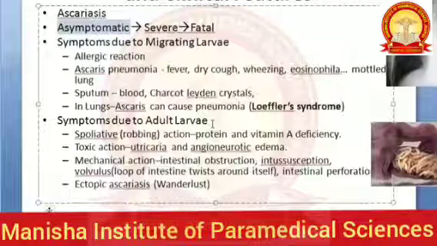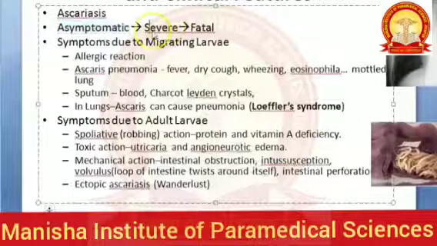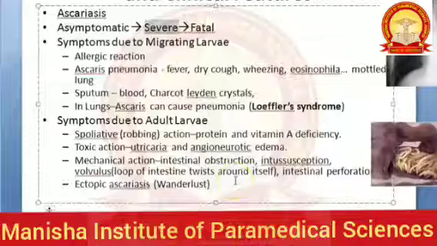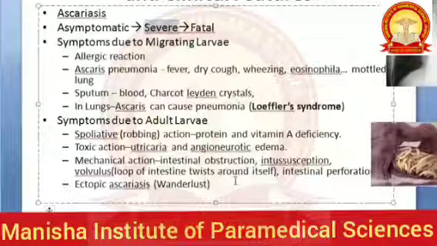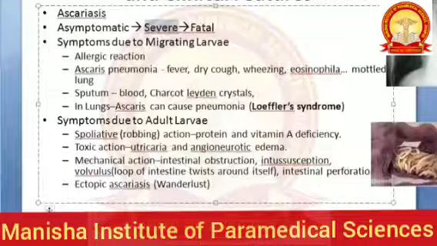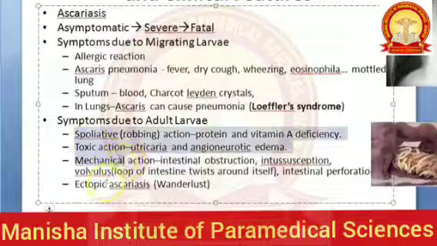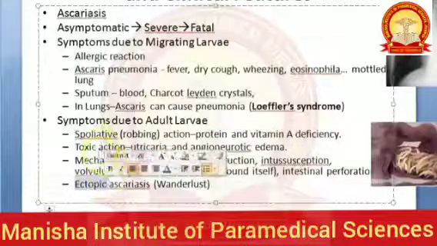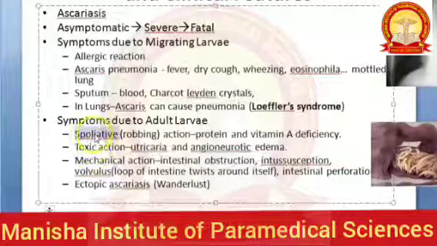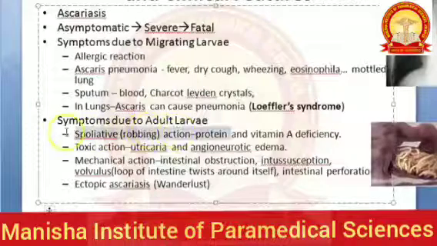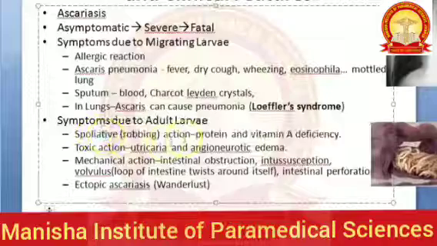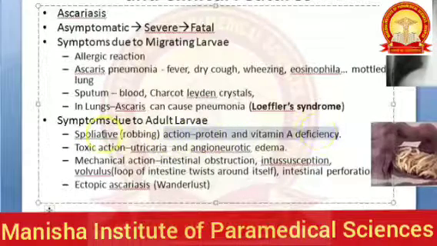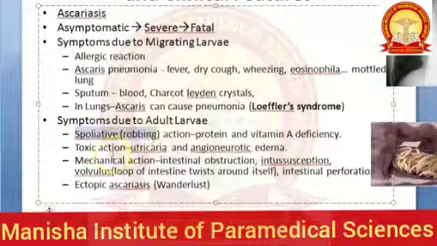Now let us move on to the pathologic effects, from asymptomatic onward. Pathologic effects, which when present, are caused by spoliative action, toxic action, mechanical action and wandering effects. Spoliative means a robbing type of action. Those parasites rob us of our proteins and vitamin A. Okay, spoliative action will be there.